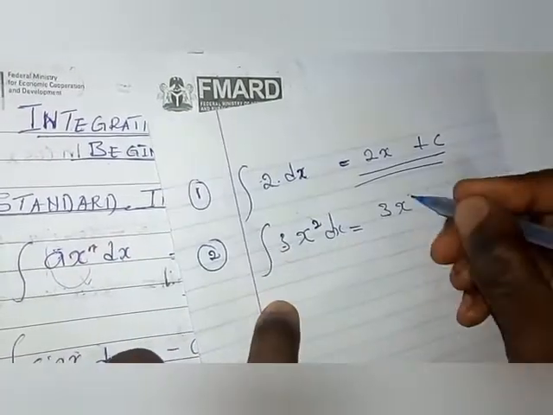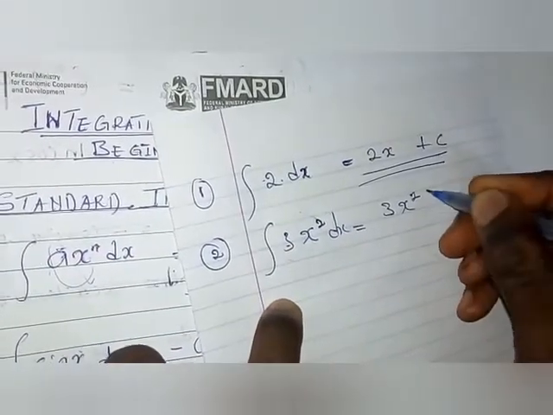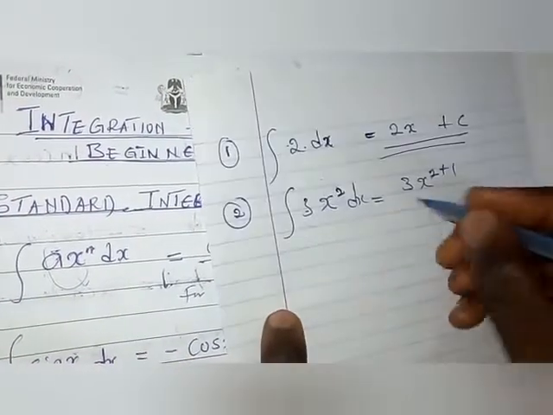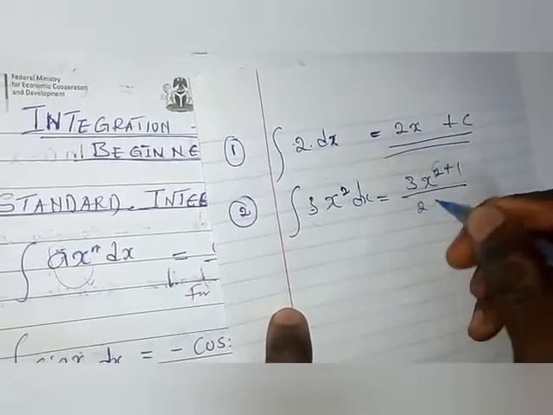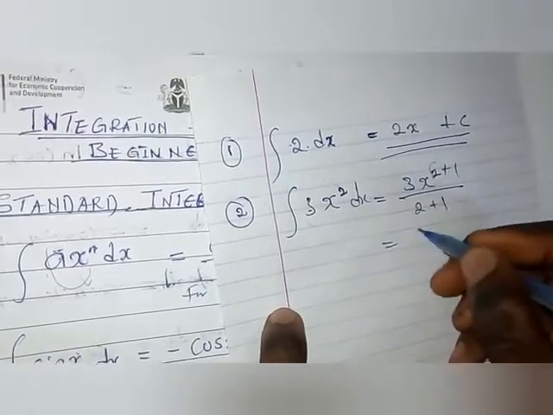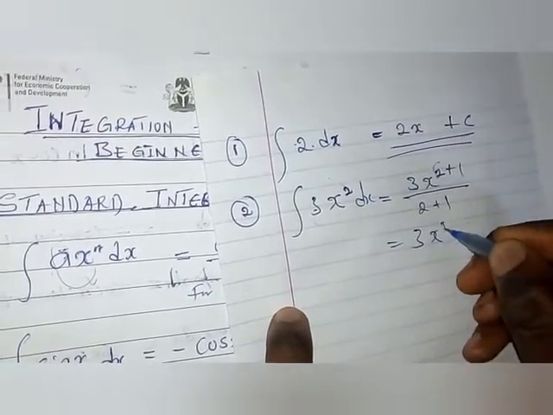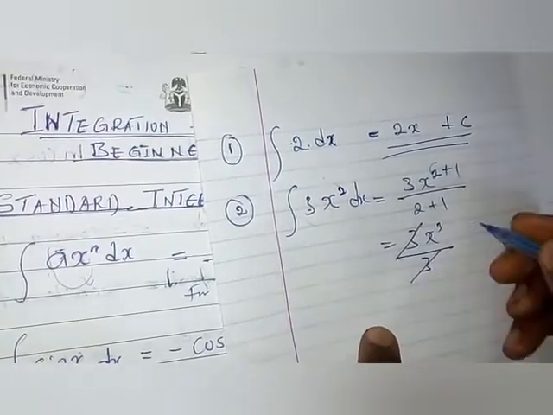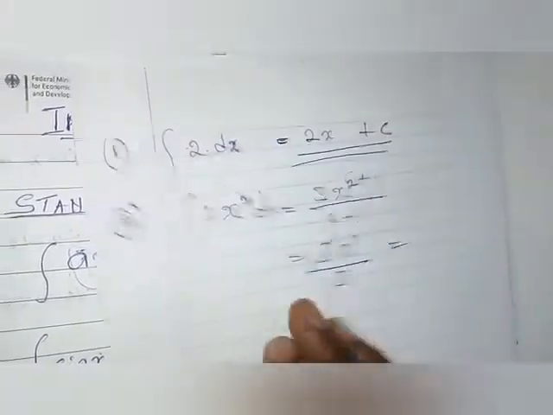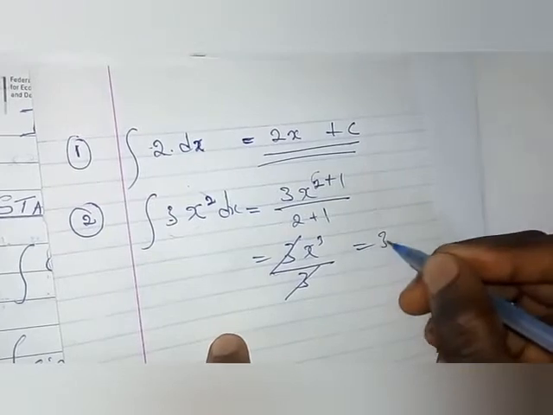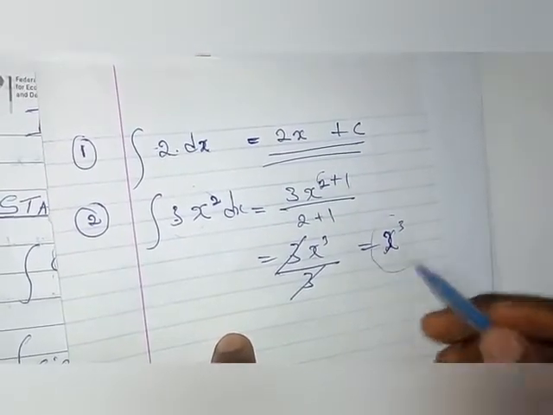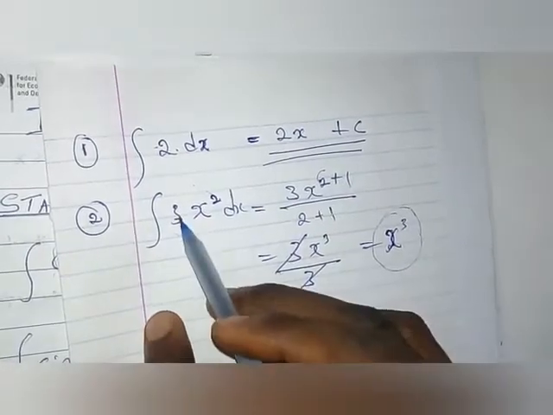Is 2, so that is your 2, then plus 1, yes, there's plus 1 in the formula here, then all over what is up here, which is 2 plus 1, so you have 3. x raised to the power of 3 all over 3, which is the same thing as this. Cancel this, the 3 will cancel this, and it will be the same thing as x raised to the power of 3. So if you differentiate this, you will get this.